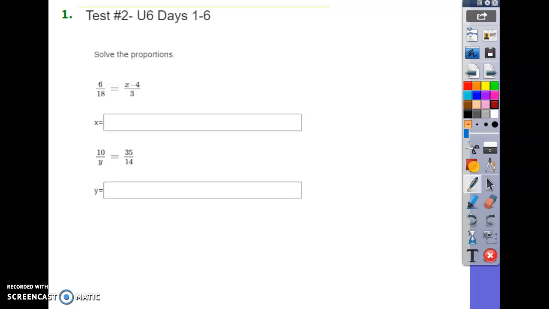Okay, geometry. I'm going to go over test number 2 for unit 6, which the first problem is just cross multiplying. 6 times 3 equals 18 times x minus 4. So 6 times 3 equals, and then 18 times the quantity x minus 4, right?